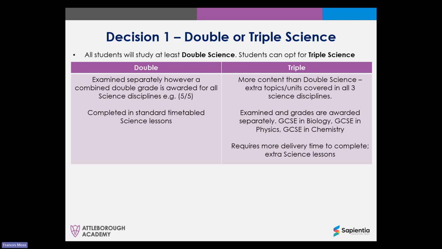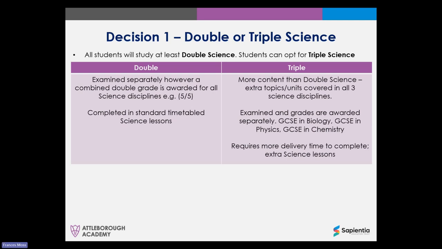For the triple award, you will have separate individual papers, actually three exams for biology, three exams for physics, and three exams for chemistry. That also means that you will get three individual science grades and three GCSEs. So unlike the double, which gets averaged out to two GCSE grades, the triple will be a separate one for all three. Of course, this covers a lot more content, so you do have extra science lessons to make sure that you complete all of that content in school time.